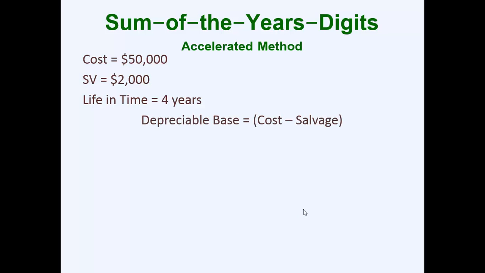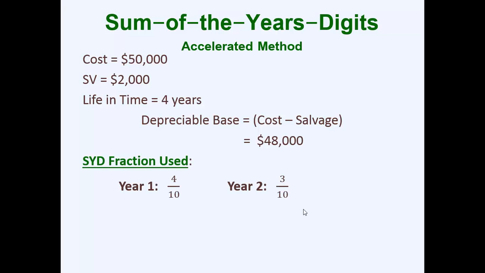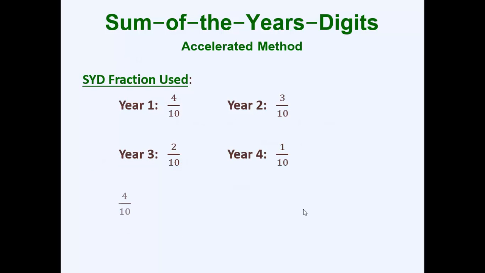Now what do we do? Well, depreciable base, you have to think about that. Cost minus salvage, 48,000. The fraction used will be in year 1, 4/10, because there are 4 years left. In year 2, 3/10. And you can see the numerator goes down. And this is the sum of the year's digits. Now, if you took 4/10 plus 3/10 plus 2/10 plus 1/10, that equals 10/10 or 1 or 100%.